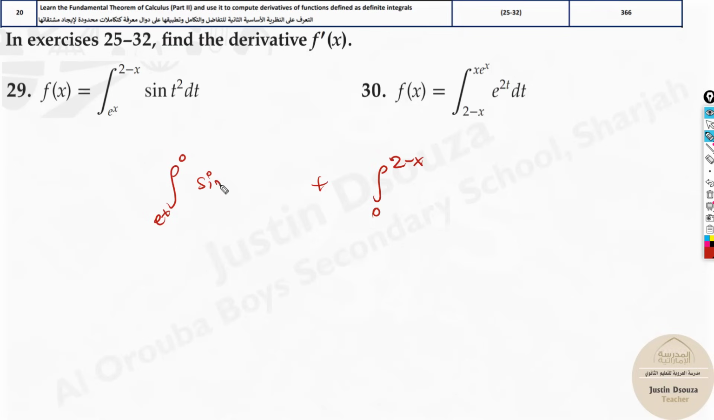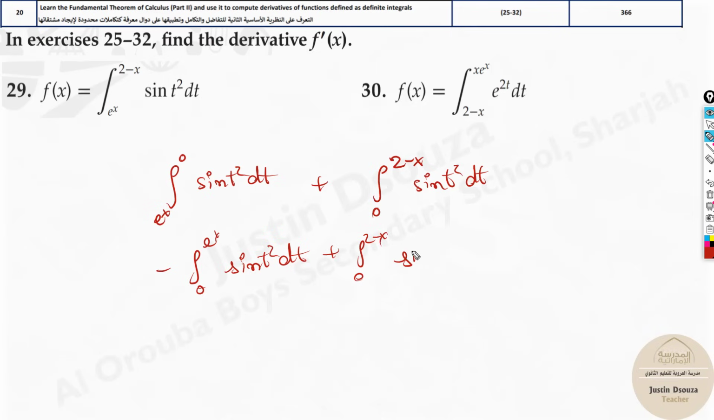Over here, what happens? It'll be sine t squared dt. Here also it'll be sine t squared dt. Now here we cannot have the number up, so let's write minus integral e to the power x. Over here it's 0, it will be sine t squared dt, plus over here you can directly apply over here, there's no problem. It's 0, it is sine t squared dt. Now what do we do? Instead of t, all you need to do is substitute the e to the power x. So it'll be e to the power x the whole square and multiplied by e to the power x, because we need to derive this. It's not just x. That's it.